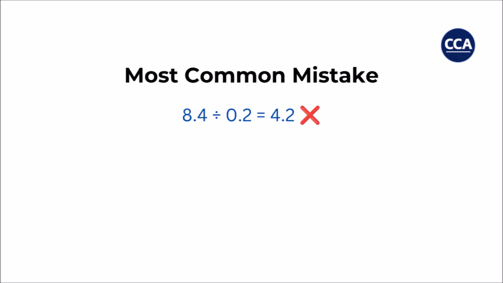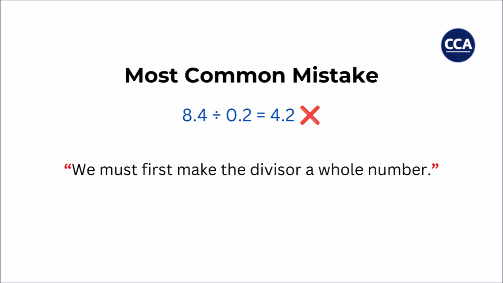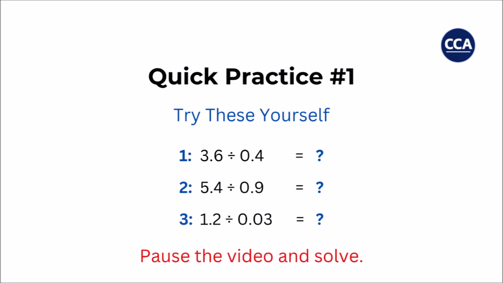Many students simply ignore the decimal in the divisor and divide 8.4 by 2. That gives 4.2. But that's incorrect. We must first make the divisor a whole number. Move both decimal points 1 place to the right to make the divisor a whole number. Now solve 84 divided by 2. The answer is 42. Now, it's practice time.